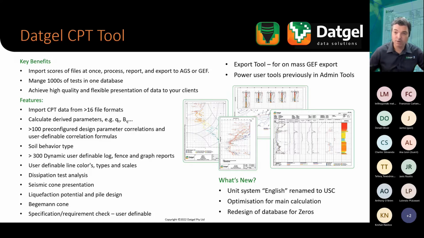Now, some of the things that are new in this version: to eliminate the confusion, we have renamed the unit system that we called English to USC, which stands for US Customary Units. And we have optimized the calculation a bit. I found some bottlenecks in the process of looking at the English unit thing. So it does, under some scenarios, calculate significantly faster.